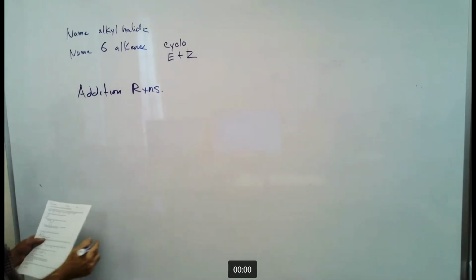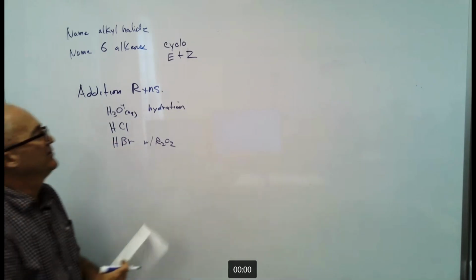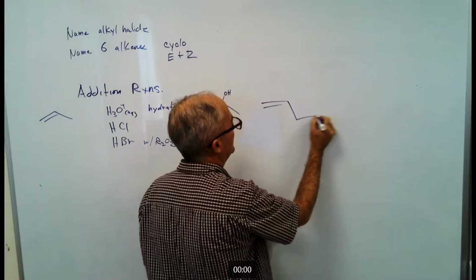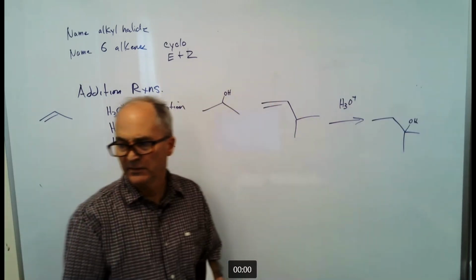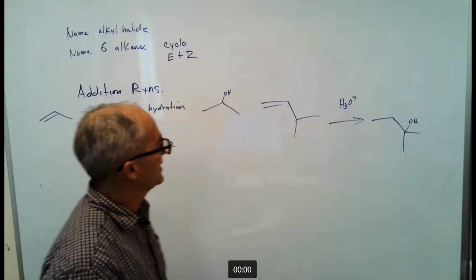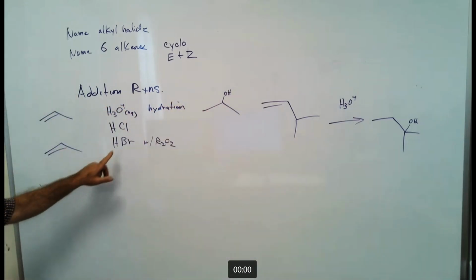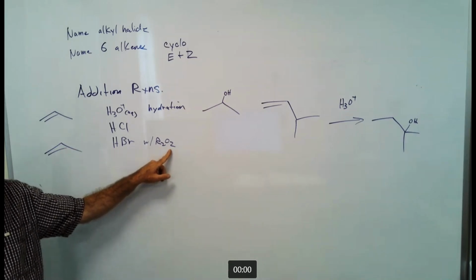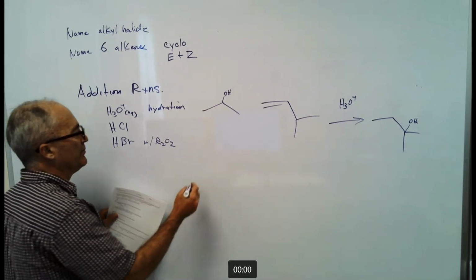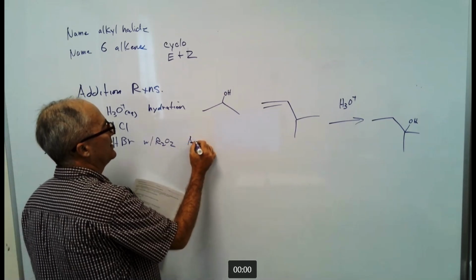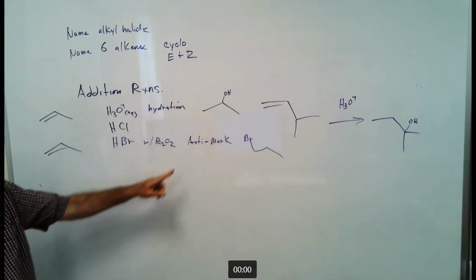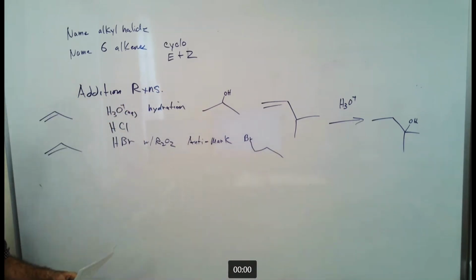Addition reactions. So hydration of a double bond, you form an alcohol. Of course, you have something like this. This happens because of the carbocation rearrangement. All right, how about HBr with ROOR? What's that? It's a peroxide. So when you see the peroxide, you get the anti-Markovnikov. So you could get that thing there.